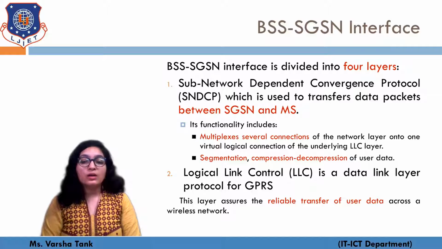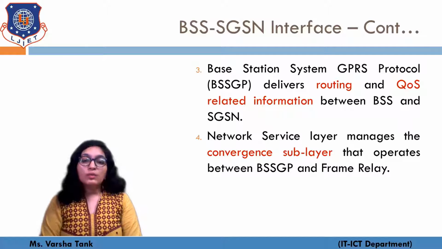Then logical link control, LLC, is a data link layer protocol, and for GPRS, this layer is responsible for the reliable transfer of the user data across the wireless network. Now, the base station system GPRS protocol, that is BSSGP, delivers the routing and quality of service related information between the BSS and the SGSN. So that is the role of the BSSGP. Then the network service layer manages the conversation sublayer that operates between BSSGP and the frame layer.